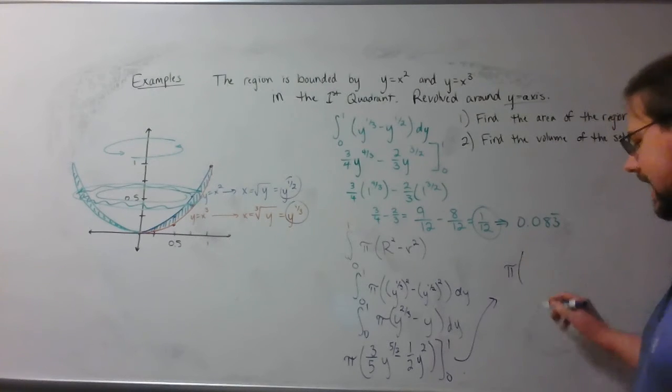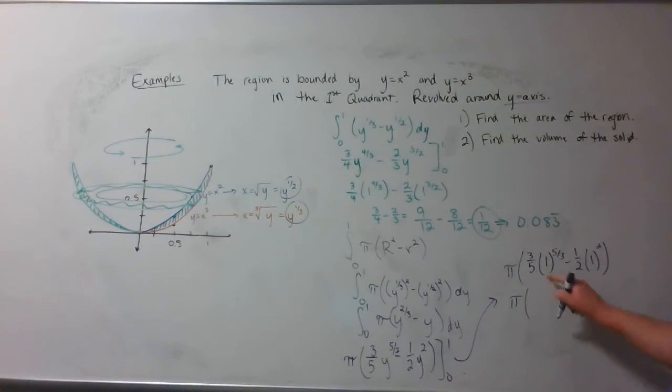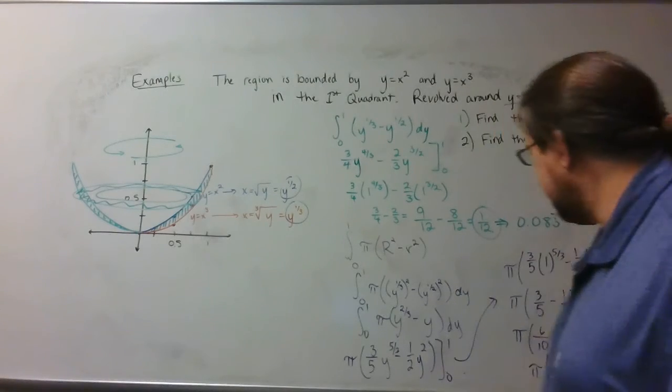So I've still got the pi on the outside. So 3/5 times 1 to the 5/3 minus 1/2 of 1 squared. I don't need to worry about the 0 part because it's just going to make 0. So pi, and that's going to be 3/5, minus 1/2, since 1 squared is 1. I'm going to make a common denominator of 10, so I'm going to multiply that by 2. I'm going to have 6 over 10, and multiply that by 5, so 5 over 10. So we're going to have pi times 6/10 minus 5/10, which is 1/10, or pi over 10. 1/10 of pi or pi over 10. Either way you write it, that's my final answer.